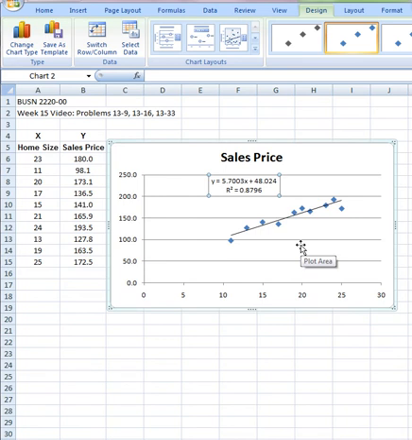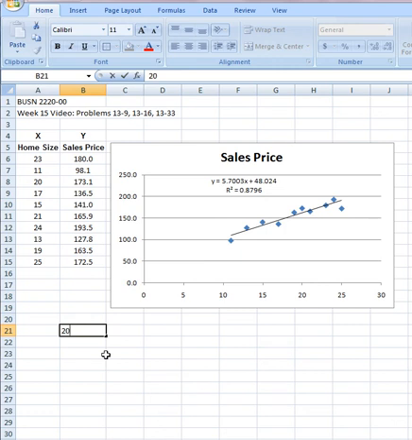Now it asks us, what would we predict the value of a 2,000 square foot home would be? So that's 2,000, but I'm going to say 20. 2,000 square feet would have a price value. We can type the equation of 5.7, I'm not going to bother with all those extra digits, 5.7 times our 20 plus 48. So we could say that a 2,000 square foot home would have a value of about $162,000.